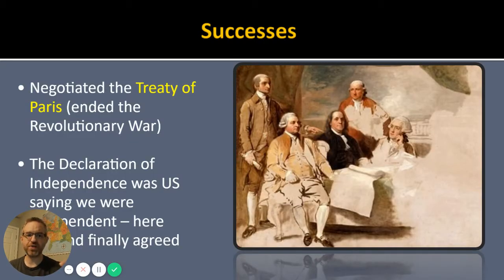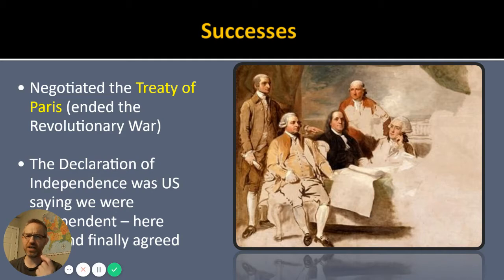Under the Articles of Confederation, the 13 colonies, 13 states now, are going to come to an agreement with England about how the war should end. We meet in Paris, France, kind of a neutral territory of sorts. Not exactly neutral, but it's not here and it's not England. Okay, good enough. And this officially sets us free from England.